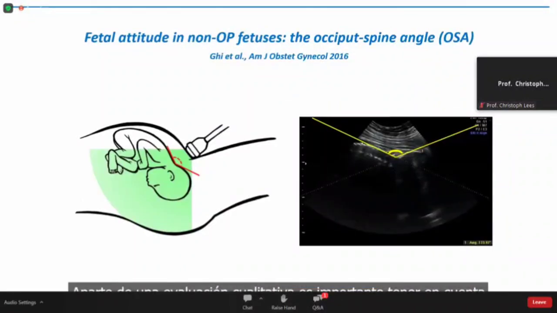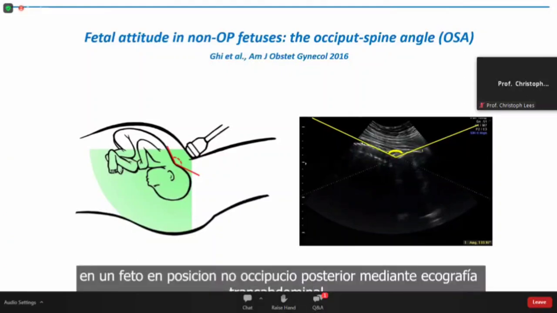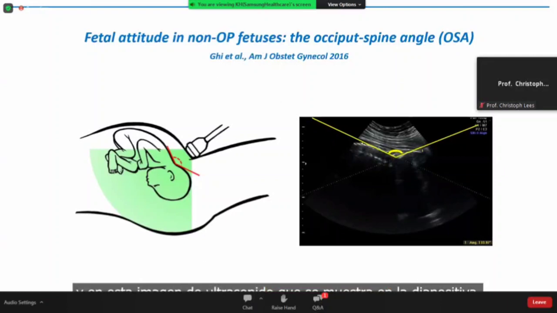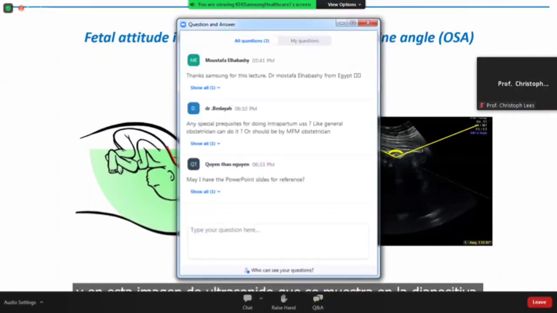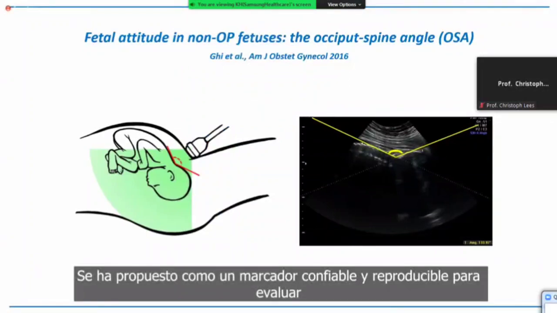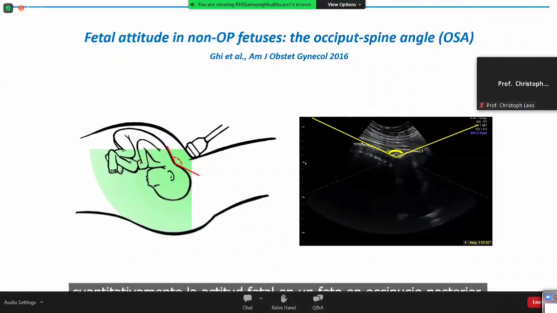Other than a qualitative assessment, it is important to bear in mind that a quantitative approach has also been proposed in order to assess the fetal attitude in non-occiput posterior fetuses by means of transabdominal ultrasound. The occiput spine angle is the angle comprised between the fetal spine and the fetal occiput, as you can see from this picture and from this ultrasound image shown in this slide, and has been proposed as a reliable and reproducible marker for evaluating quantitatively the fetal attitude in non-occiput posterior fetuses.